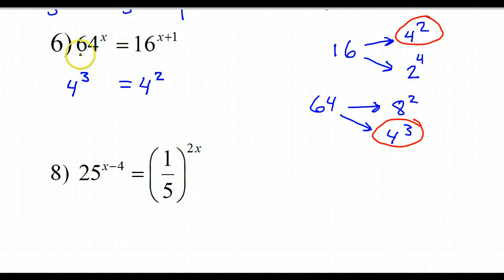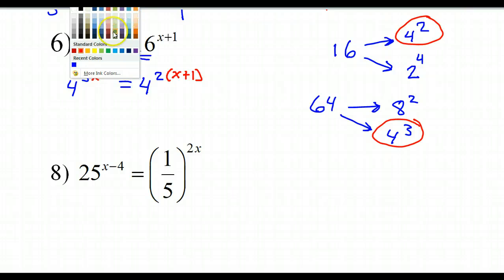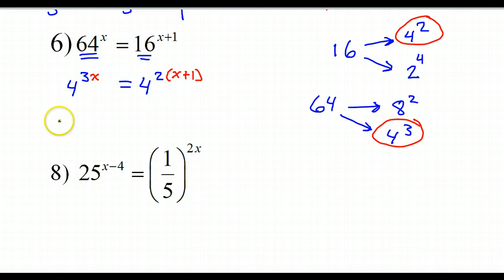All right, so I've replaced these two things. Now in red, let me show the exponents that were already there. That existing x will still be there, so this is going to be 3x. This x plus 1 is still there. Going to wind up doing the distributive property. So basically what I have is 4 to the 3x power is equal to 4 to the 2x plus 2 power.